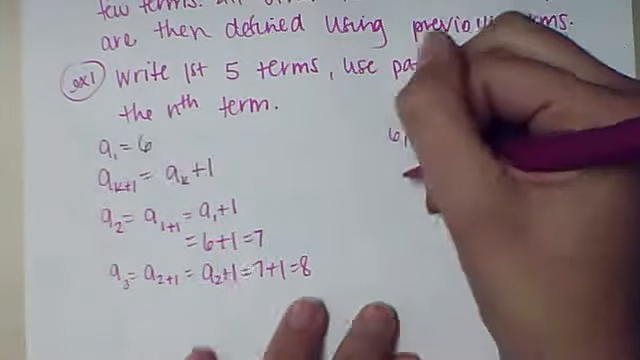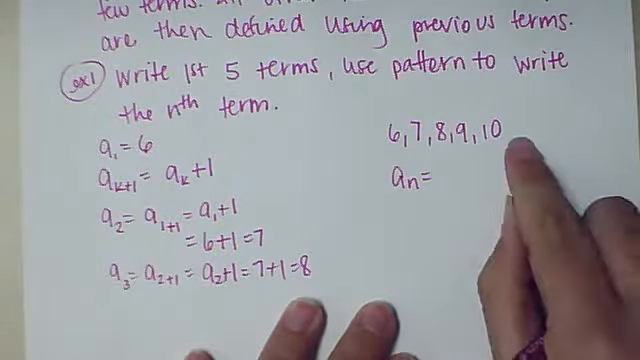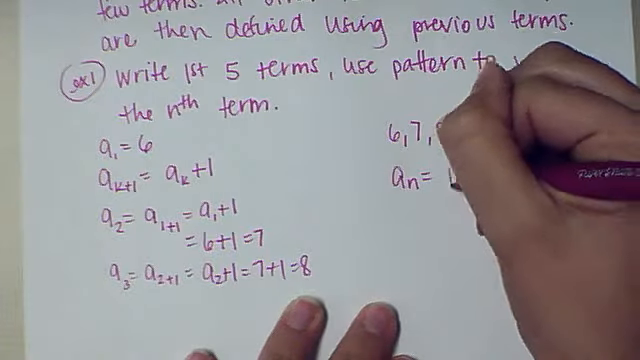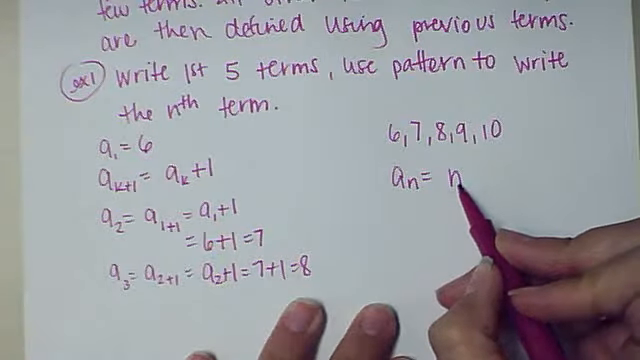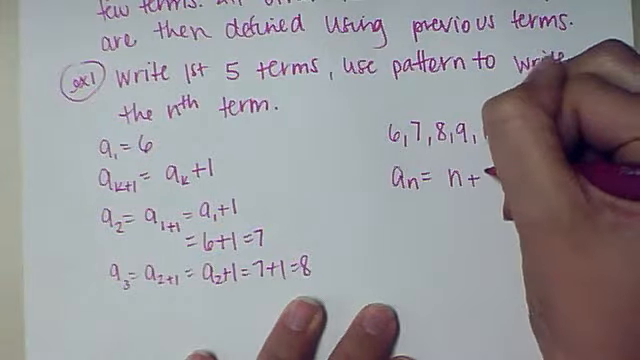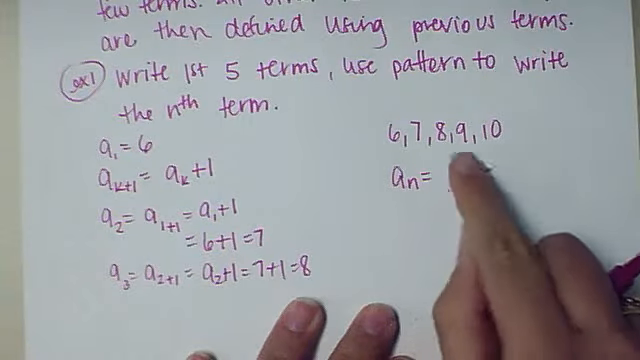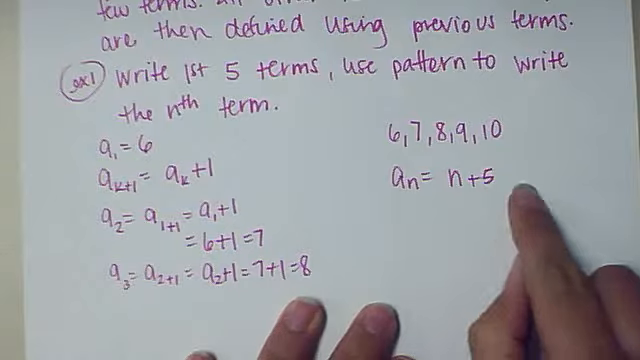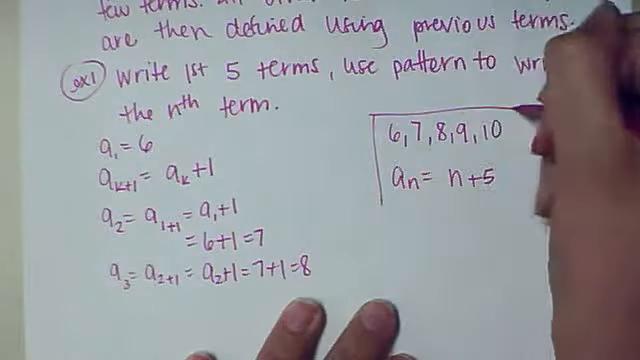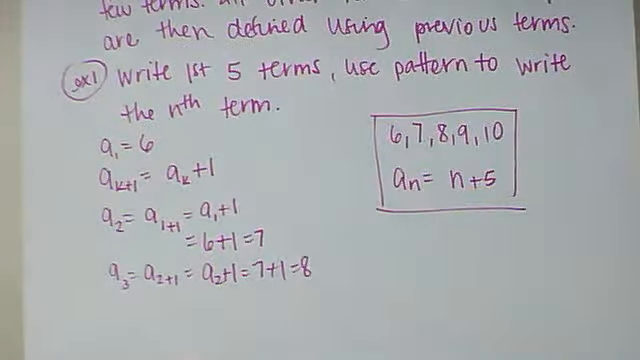And then I want to write a sub n. So what's happening? Okay, well, they're going up by 1, so the multiple is 1. That's your n. And so if I plug in 1, I just get 1. I need to get 6. So if I add 5 to that, 1 plus 5 is 6, 2 plus 5 is 7, 3 plus 5 is 8, 4 plus 5 is 9, on and on. And this is my answer. Remember, the multiples matter.